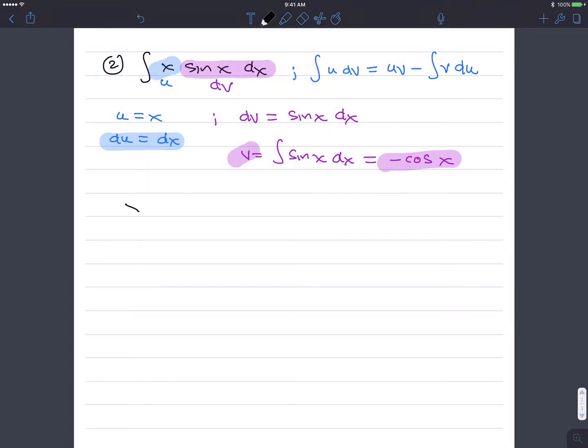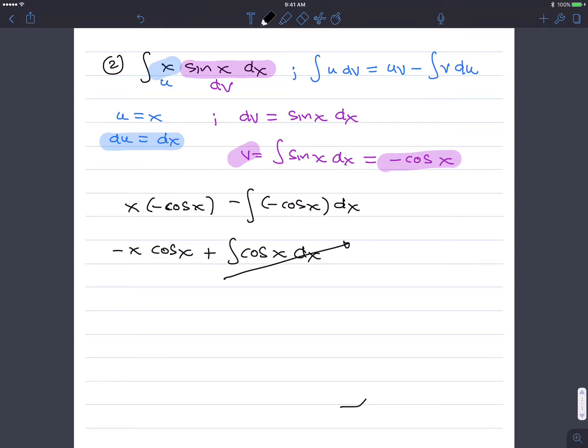uv is x times minus cosine x, minus the integral of v, which is minus cosine x, and du is dx. So we get minus x cosine x plus the integral of cosine x dx. We just now need to integrate cosine. And we know the integral of cosine, this integral here, is going to be sine. So we'll end up with minus x cosine x plus sine x plus my c.